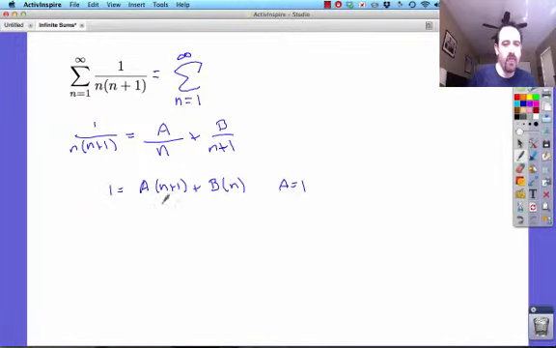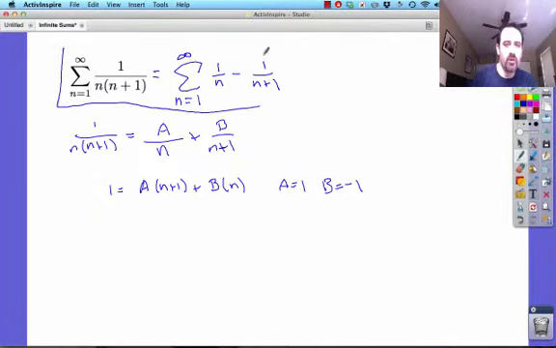And if n is equal to negative 1, this goes to 0, then b is equal to negative 1. So this partial fraction decomposition is going to be 1 over n minus 1 over n plus 1. You can go ahead and try to multiply that back out and make sure that's true. But here is our partial fraction decomposition. I'm going to move down below my partial fraction work down here.